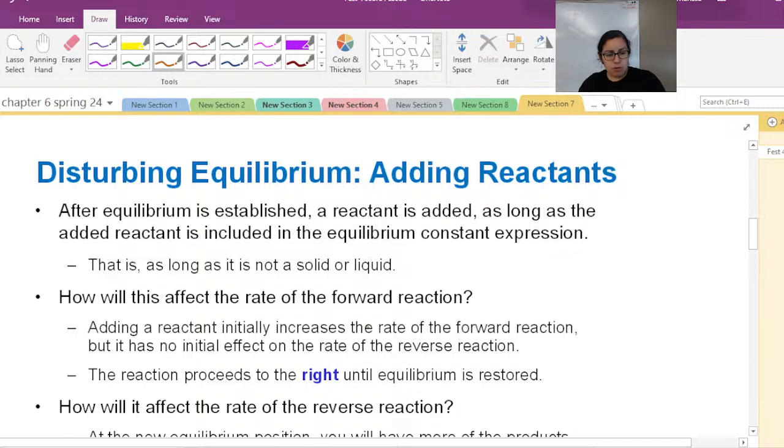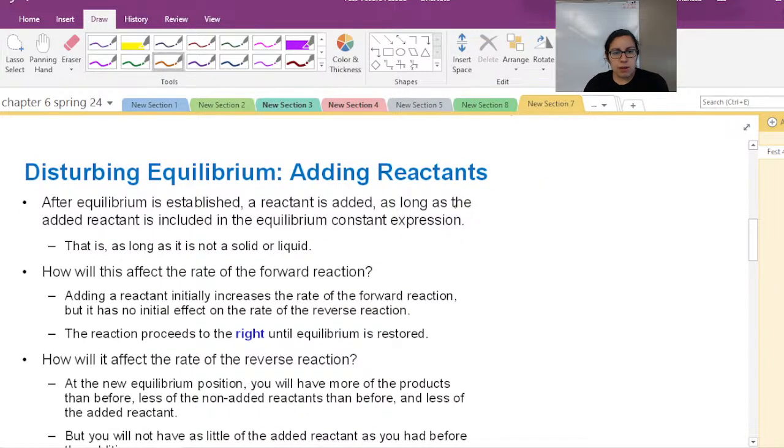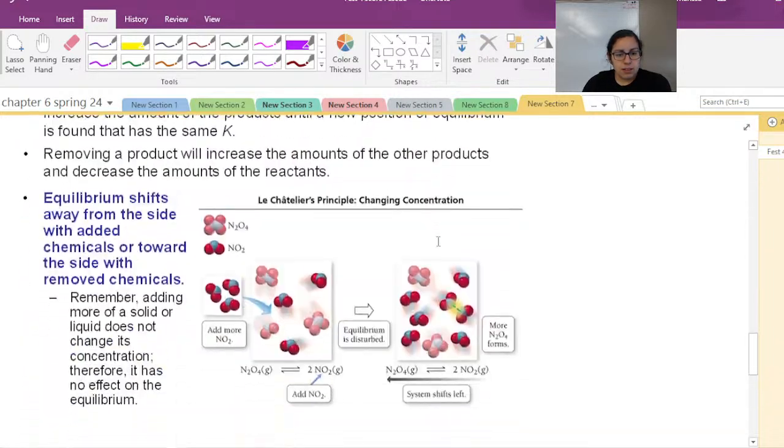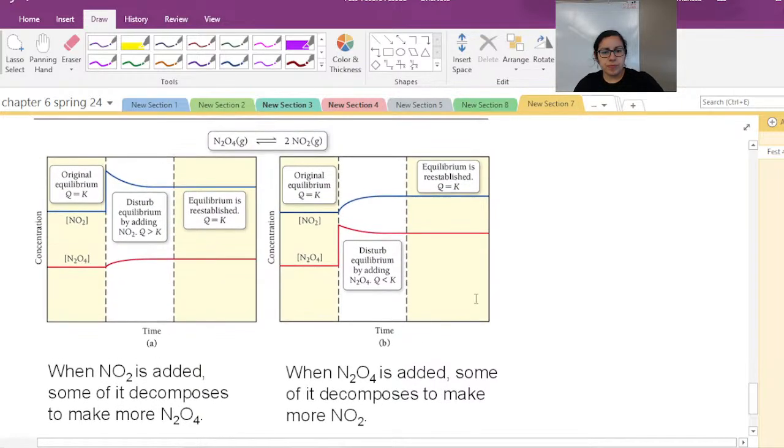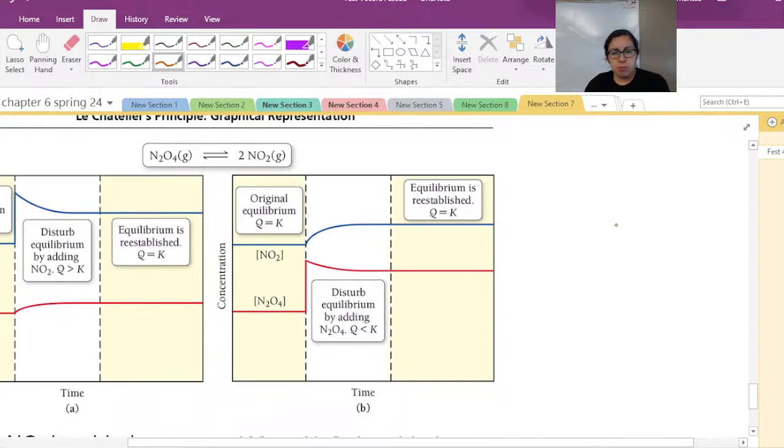Let's go through this. It says, what happens if we add reactants? Let's look at this picture, which goes along with the words we're talking about. We're saying, let's add products or add reactants. We have reactants on our left side, products on the right, and then we've opened up the system.